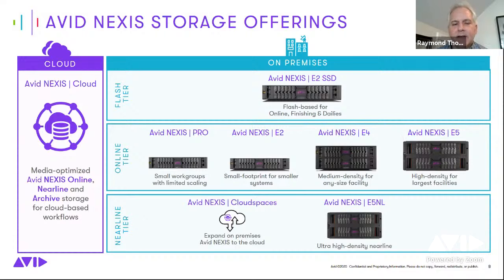And then you have the middle tier there that covers, again, a variety of different sized options that cater to post, broadcast, and news and sports. And we also have a nearline option as well, where you can park NEXIS workspaces and keep everything inside of the Avid file system for easy access. And then, of course, NEXIS does extend into the cloud with NEXIS Cloud Spaces as one option.